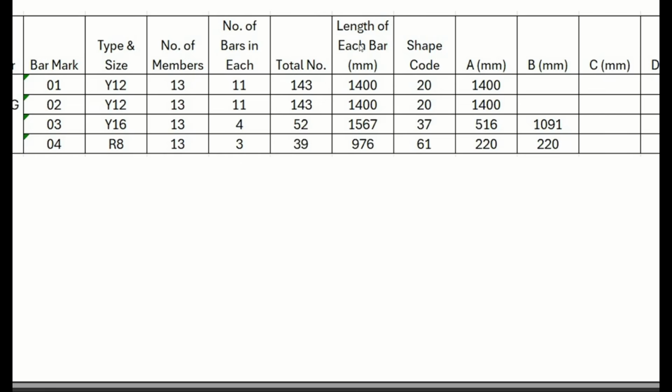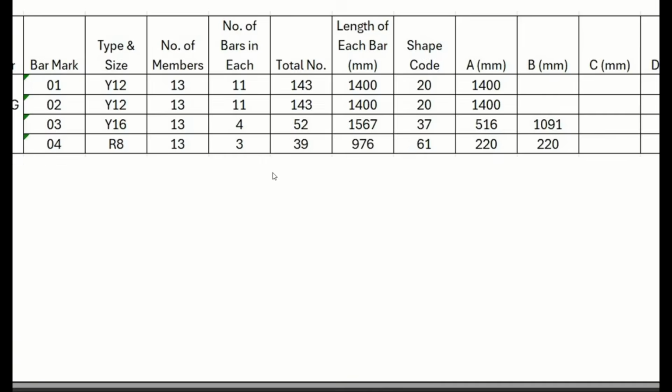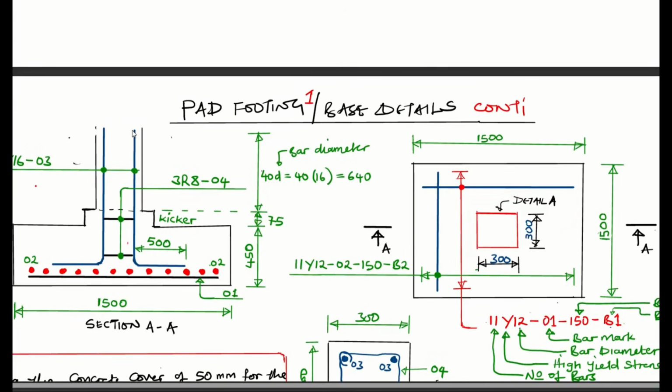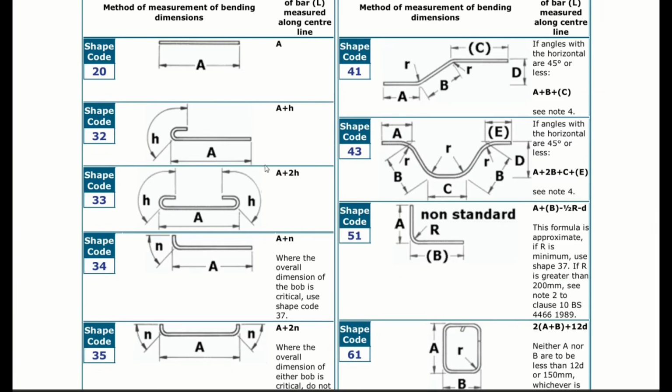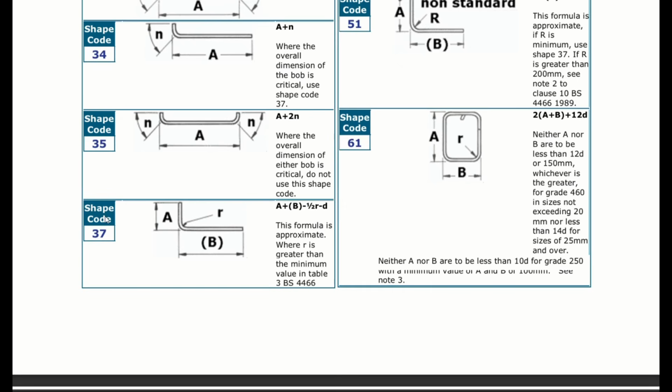The length here, like I said, you have to look at the shape code. So now, when you come to the shape codes here, you have to look for a shape code that resembles this shape here in blue. So when you come to your shape codes, the shape that resembles this, it's shape code number what? 37. Shape code number 37 has A, which is the shorter side, B, which is the longer side, and it has an R here, which is the radius.